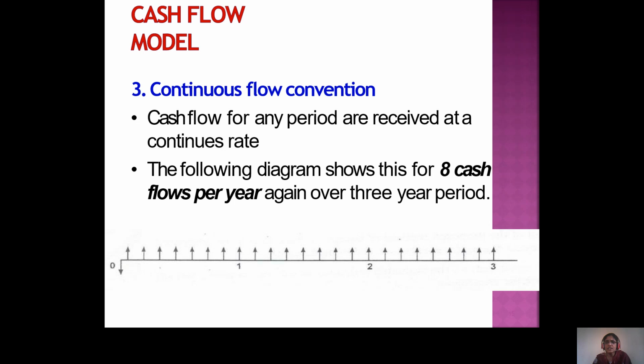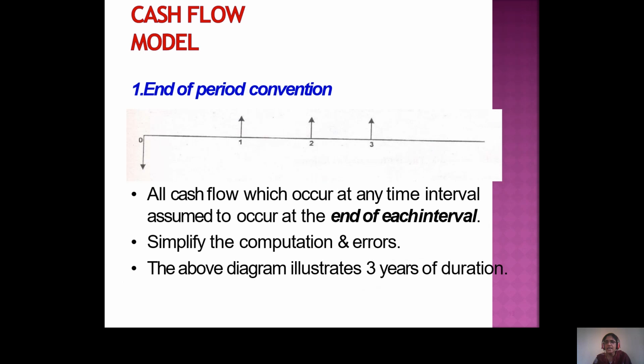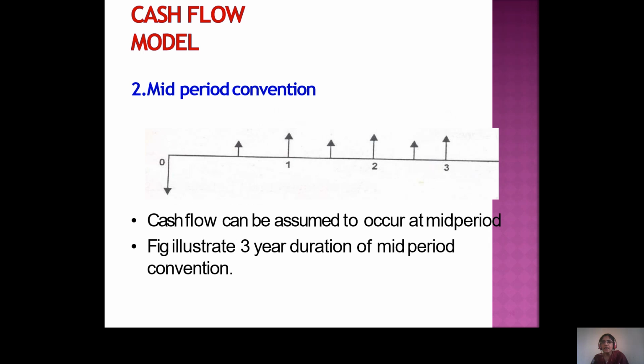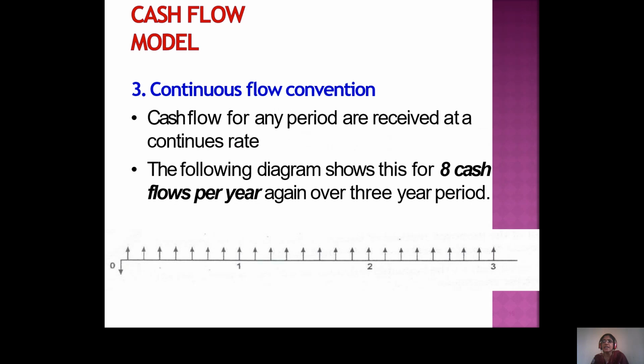So there are three cash flow models. End of period convention, where cash flow occurs at the end of each interval; mid period convention, where it occurs at the middle of the period; and continuous flow convention, where cash is received at a continuous rate.